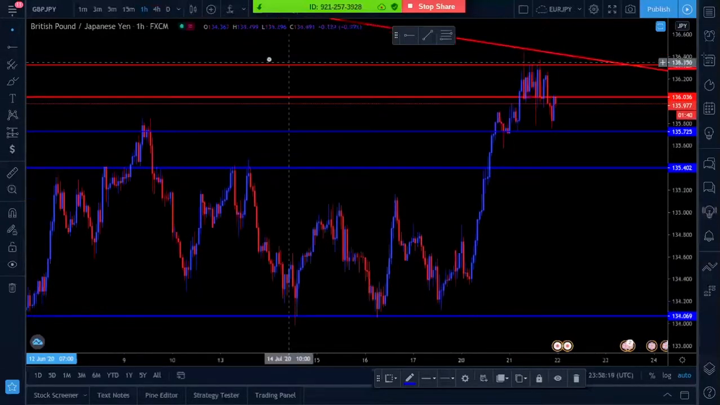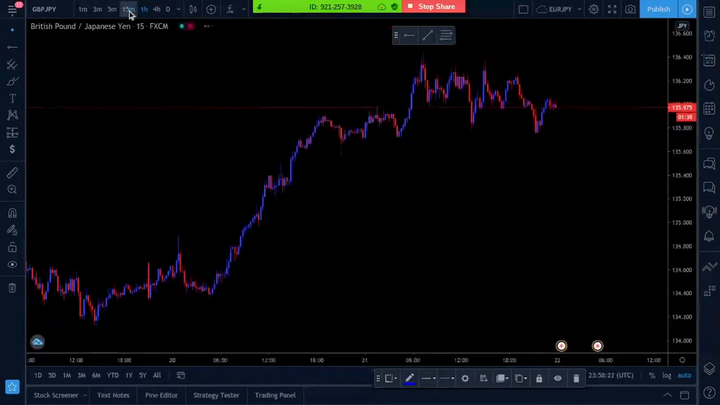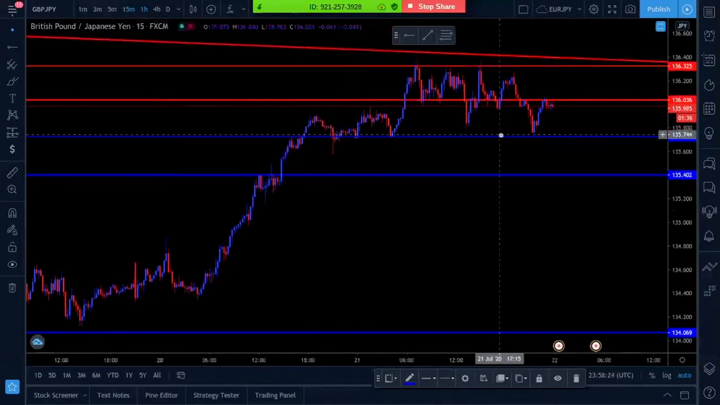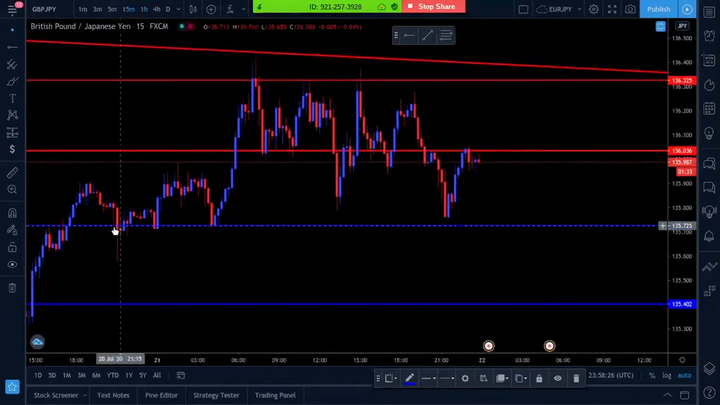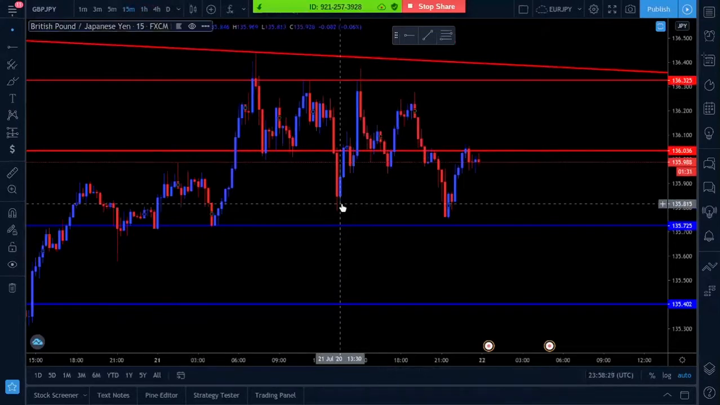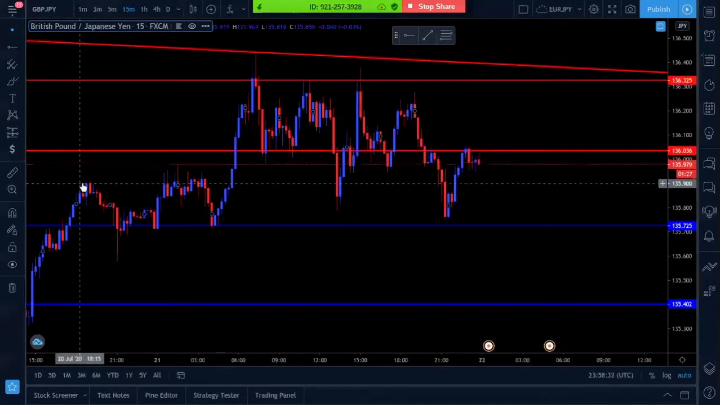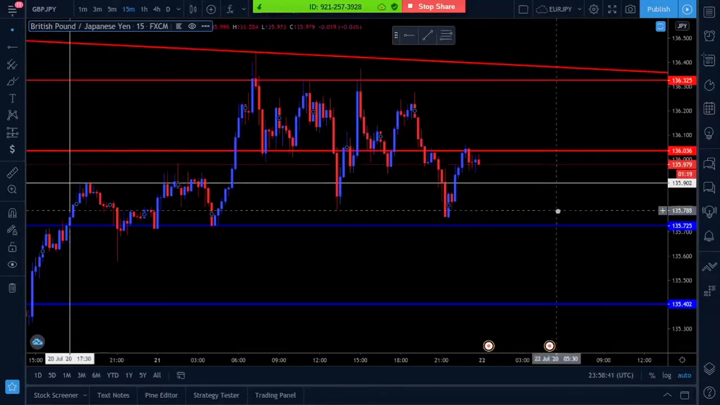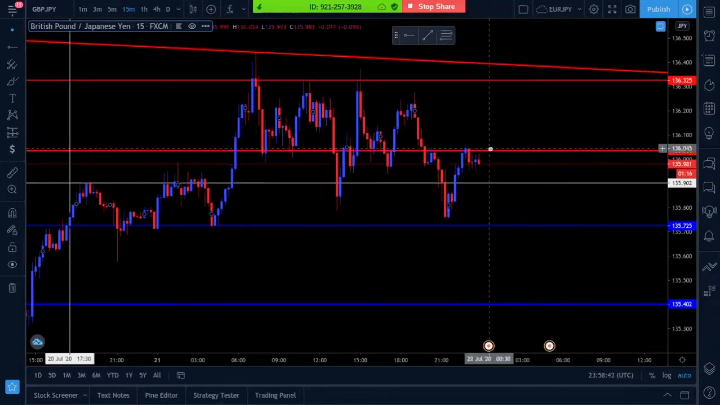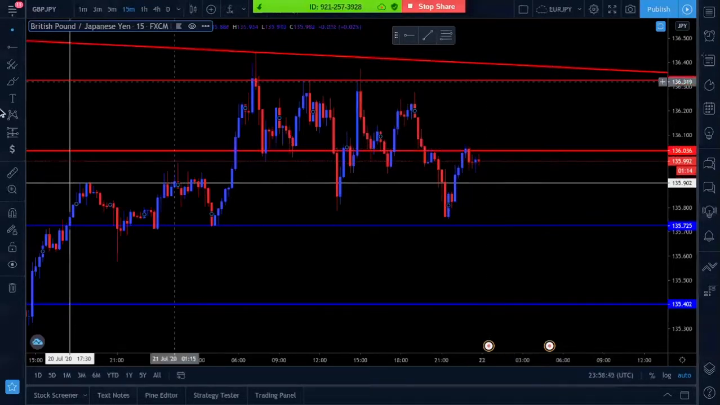Let's go down to 15 minutes. What are we in the 15 minutes? Support. Technically, this is support too. But I'm looking for sells. I'm gonna be looking for sells right now.